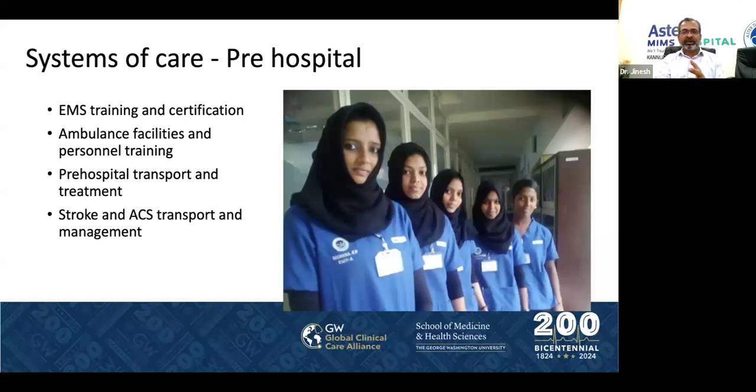So, the pre-hospital system of care. This is the first batch of EMT trainees training that happened in Calicut Aster MIMS. Though there is no centralized system for our ambulances, we make sure that the ambulance facilities and the personnel are trained well, so that much more can be done for the patients. And also we have involved the ambulance people, the pre-hospital care system, in stroke and acute coronary syndrome transport and management. Next slide, please.